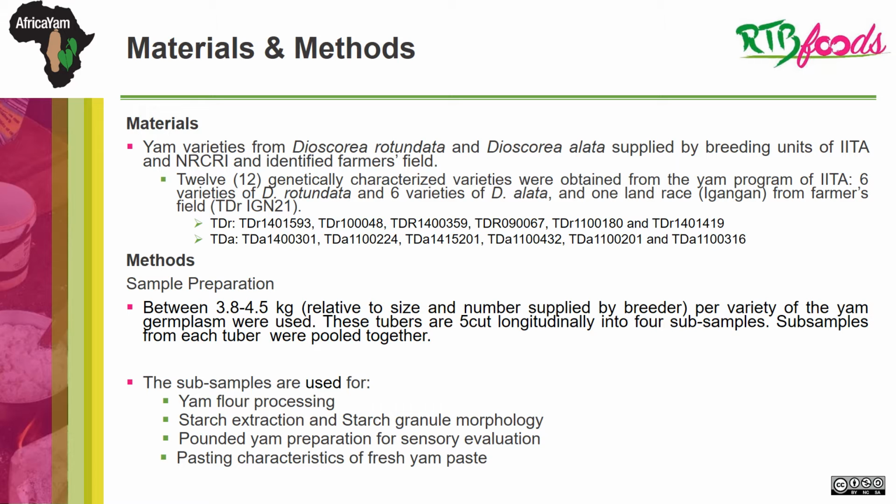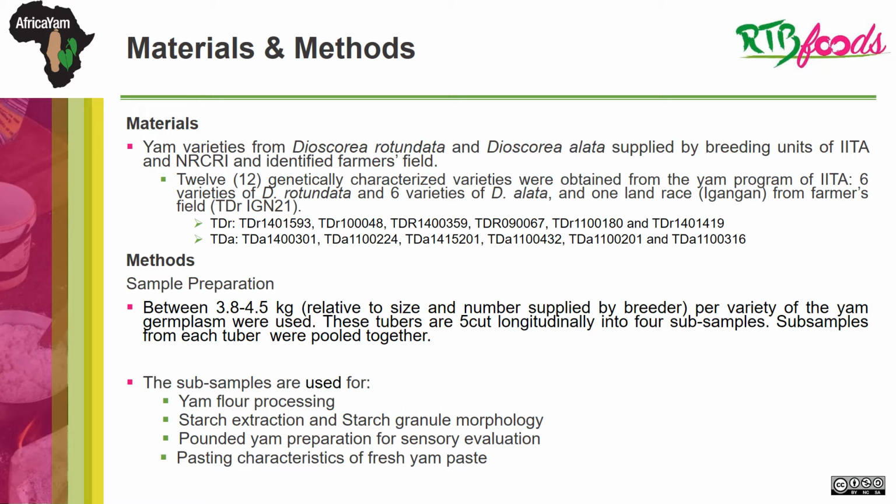The varieties are listed. The methods that we've been using so far: when we want to prepare the samples, we take between 3.8 to 4.5 kilograms. It depends really on the size of the yam tuber. And then we cut the tubers longitudinally into 4 sub-samples. Each of these 4 samples is used for yam flour processing, starch extraction and starch granule morphology, pounded yam preparation for sensory evaluation, and pasting characteristics of fresh yam paste.